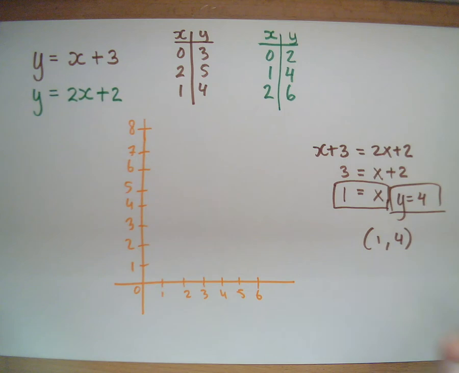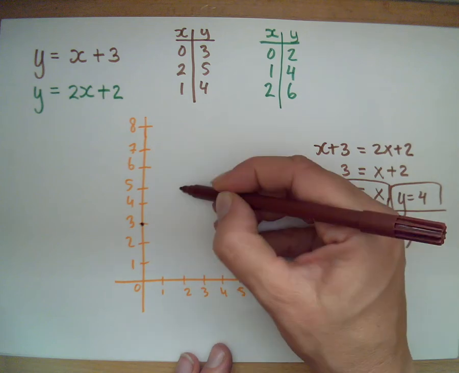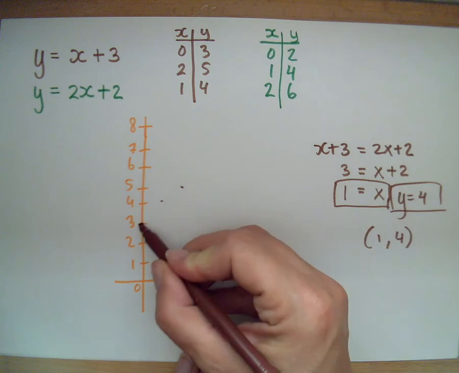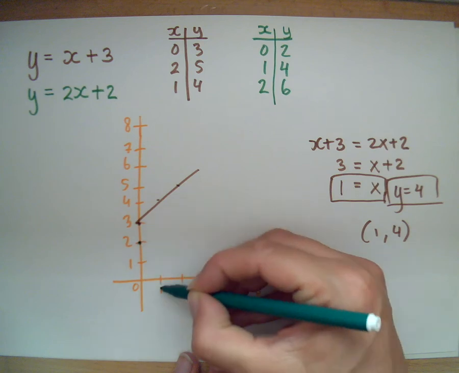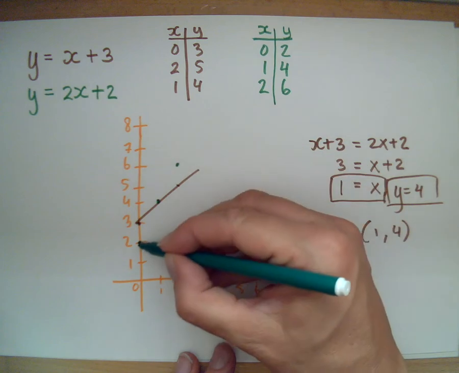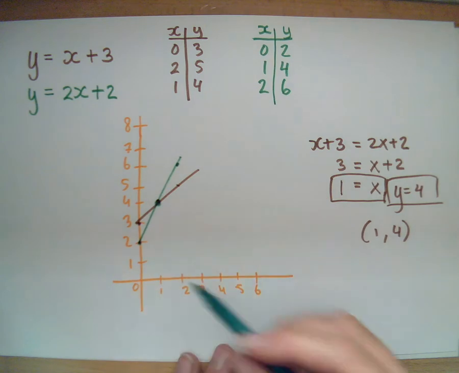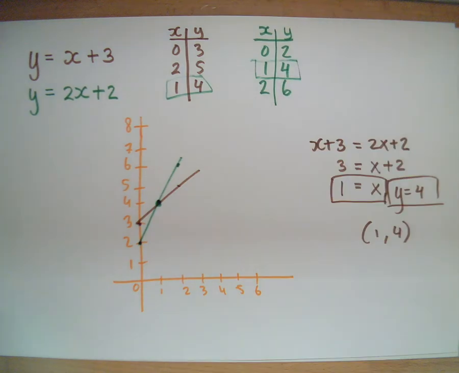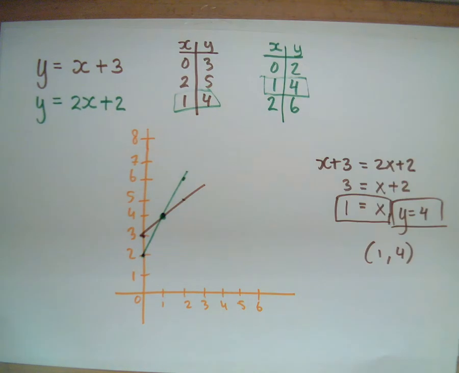And we could even draw the lines. (2, 5), (1, 4). This would be our brown one. This would be our green one, right? And this is where they intersect, which is (1, 4). We also could have noticed in the table of values that they share 1 point, and that is the point where they intersect.